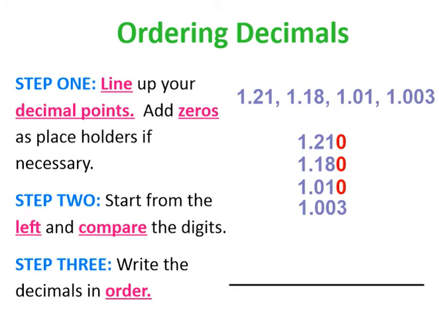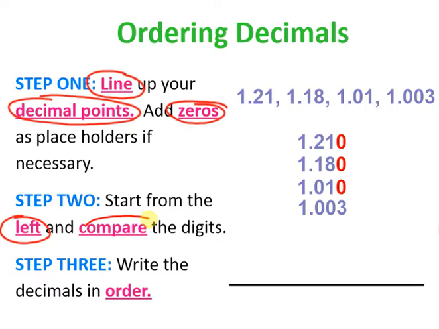So ordering decimals works in a very similar way to comparing decimals, and that is you are going to take all the numbers in your set, you're going to line up your decimal points, and you're going to add zeros where you need to as placeholders so that you have the same amount of digits in each decimal. Step 2 is you are going to start from the left and compare the digits and write them in order. Now you need to pay special attention to the order that you are asked to put them in. So for example, greatest to least or least to greatest.